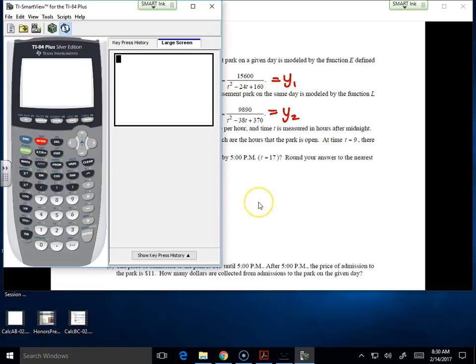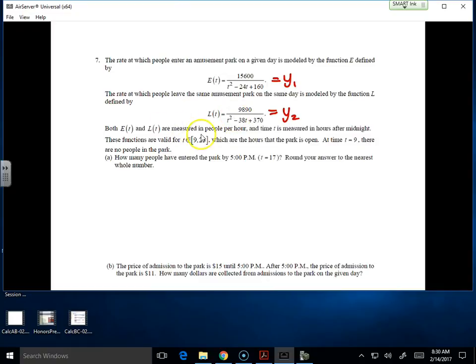Cool? What does letter A ask for? Well, hold on, we have units. T is measured in hours after midnight. I bet that's important. These functions are valid between 9 and 23. Why would they only be valid between 9 and 23? Oh, it's when the park, so the park opens at what time? 9. And before 9, are there any people other than employees in the park? No. Okay. So at t equals 9, the number of people is 0.